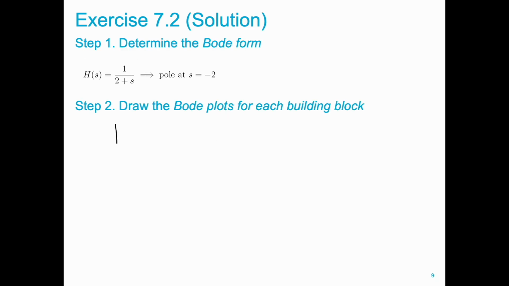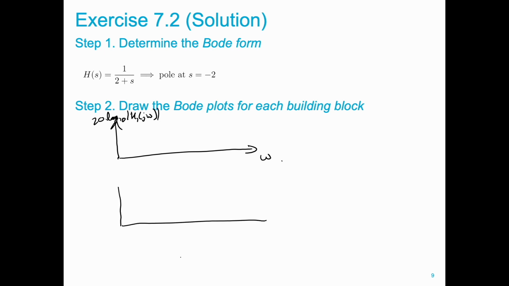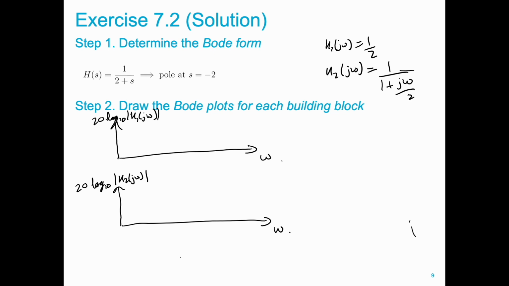So let's first sketch the Bode magnitude plot, 20 log to the base 10 of the magnitude of H1 of j omega as a function of omega. And next we are going to sketch 20 log to the base 10 of the magnitude of H2 of j omega as a function of omega. If you recall, H1 of j omega in this example is 1/2 and H2 of j omega is 1 over 1 plus j omega over 2. So what is 20 log to the base 10 of 1/2? It's going to be minus 6 decibels. So you're going to have a flat line at minus 6 decibels.